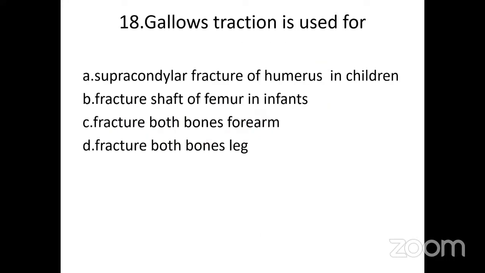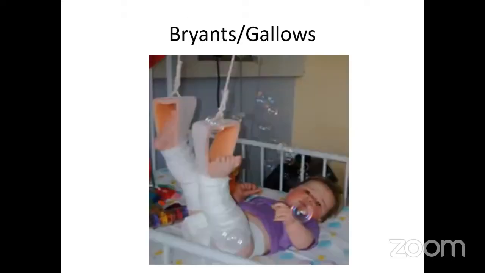The gallows traction is used for what? Gallows traction is actually used for fracture shaft of femur in infants. That means the child will be hung with the buttocks elevated, and you give a frame so that you can keep the two limbs elevated. But the only thing is you cannot do it for fracture shaft of femur in children older than 2 years. Why? Because of vascular issues.